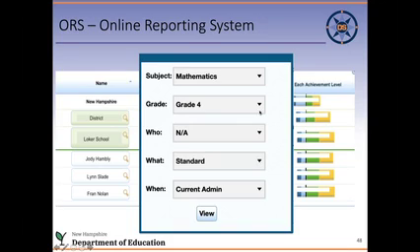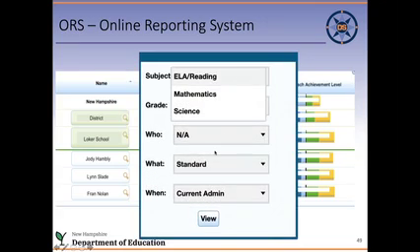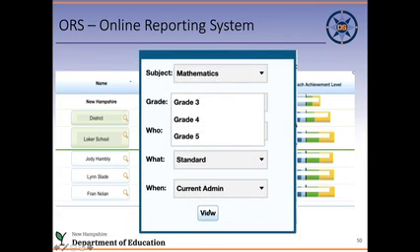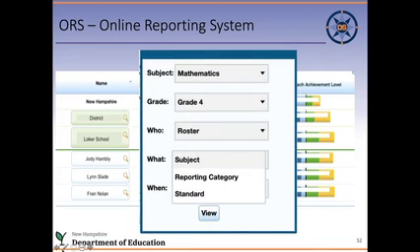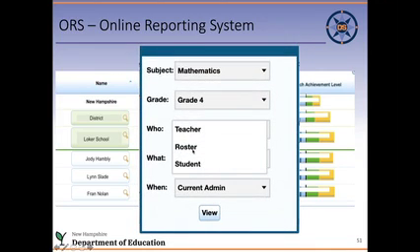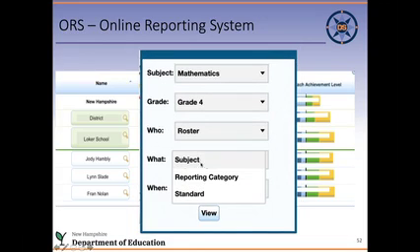I just want to look at the standards for 4th grade. How did they do on the standards for 4th grade? Oh no, I'm going to change it. I'm sorry. Math, changing the grade. I can look at teacher roster. I can look at the teacher, the roster, or a student. I can choose that. And then I can look at subject, reporting category, or standard.